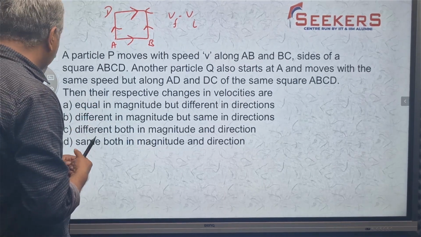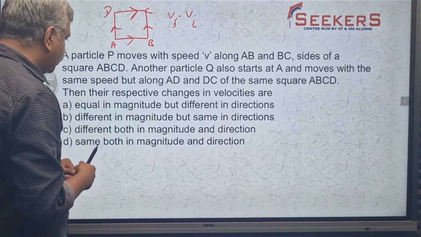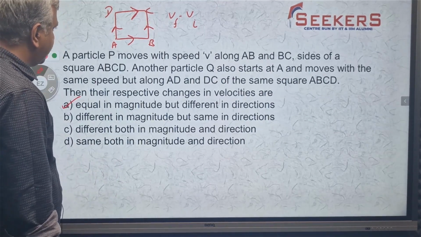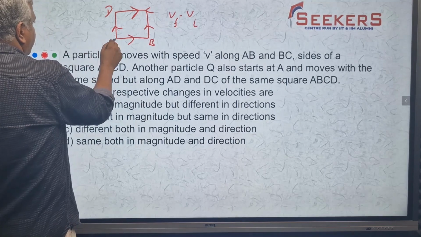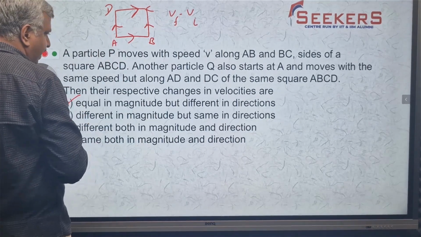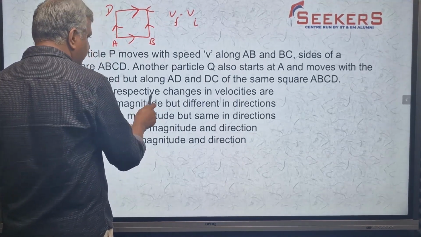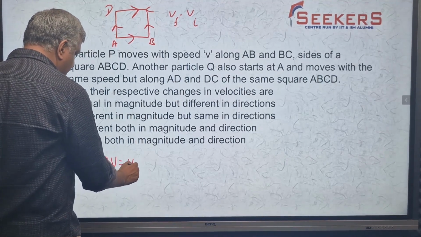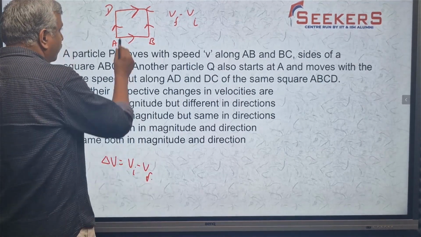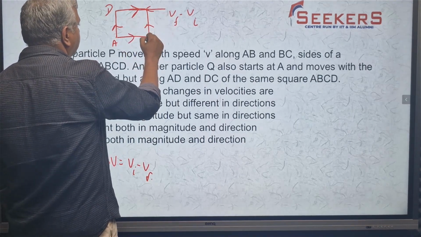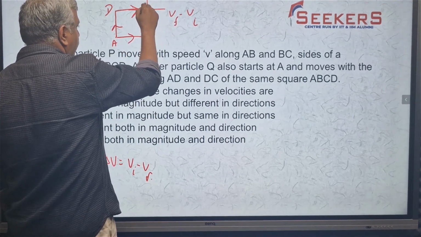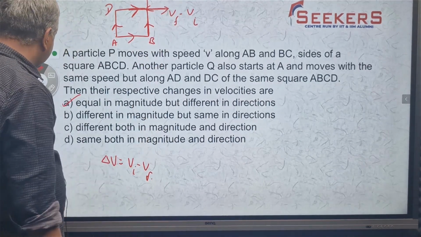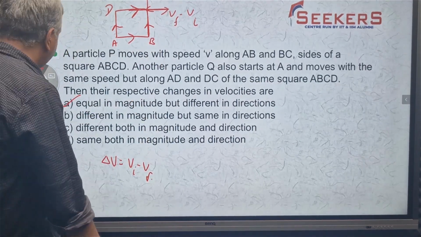So the changes in velocities are equal in magnitude but different in direction. Different in magnitude, no. Same both in magnitude and direction, no. So I'll go for option A, equal in magnitude but different in direction. Well, for the first particle, we have to be a little careful about it. They're talking about the change in velocity, say delta V. Delta V is V final minus V initial. So the first particle is moving along j cap. The second particle is moving along i cap. So I'll go for equal in magnitude but different in direction.